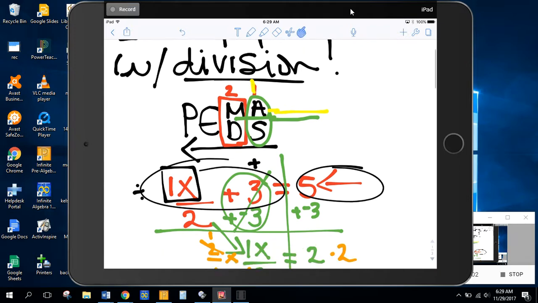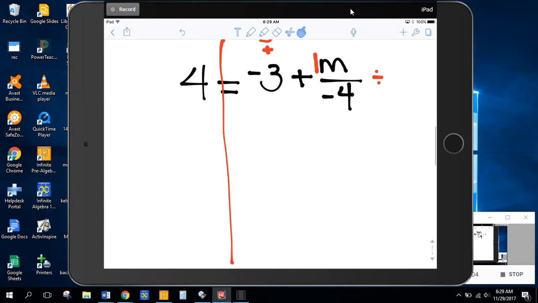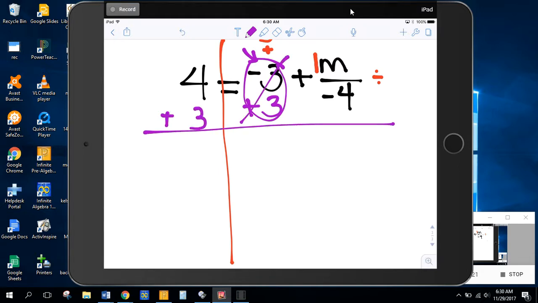It's what I get to first. So I'm going to go back down to my problem. I'm going to find the number that's being added, which is the negative 3. Right here, this is what's being added. So to get rid of negative 3 plus, I'm going to add positive 3. So this cancels out. Add positive 3 to the other side. Over here, I'm left with 7 equals, and then I'm still left with that 1m divided by negative 4.